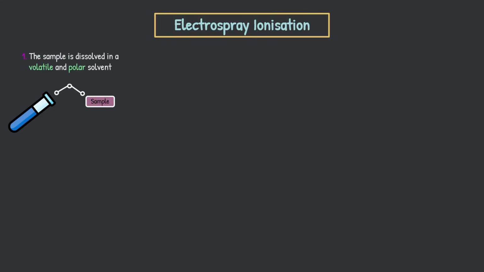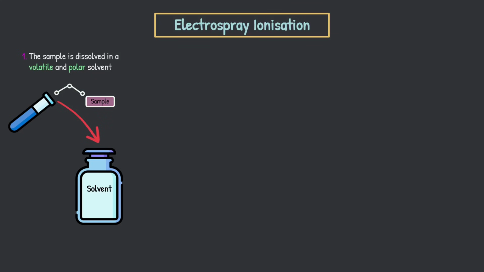So, ionization. This is the first stage we're going to be looking at, and there are 2 types that you need to know the difference between. First off, we have electrospray ionization. So what happens in this process? The sample is dissolved in a volatile and polar solvent. It's really important that you remember these keywords, volatile and polar solvent.